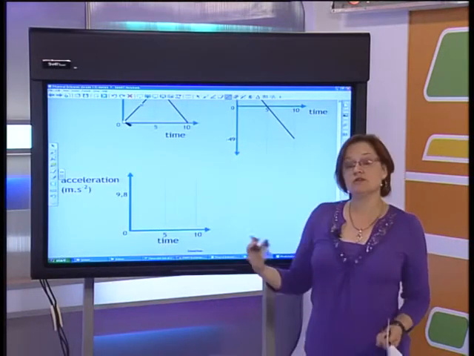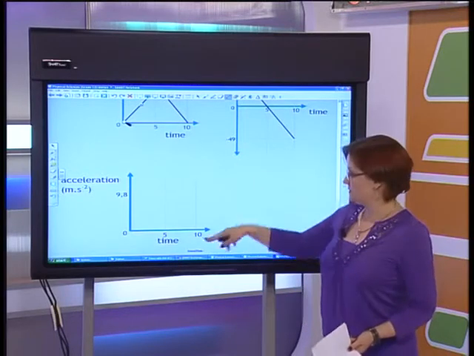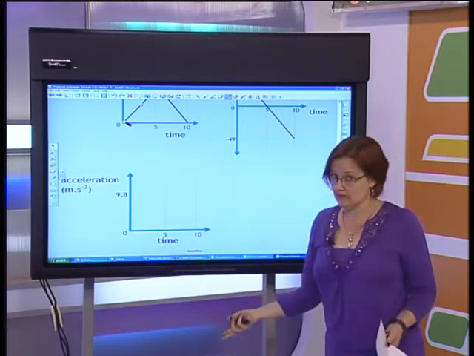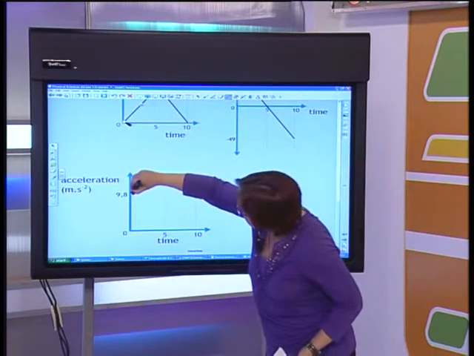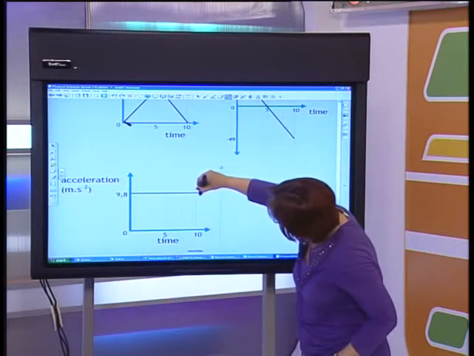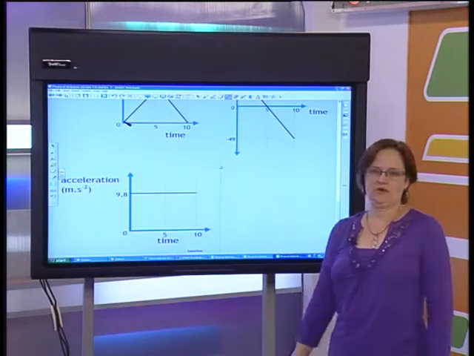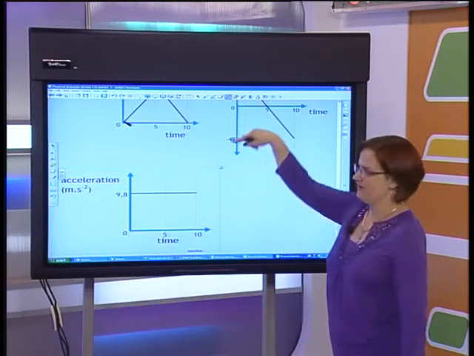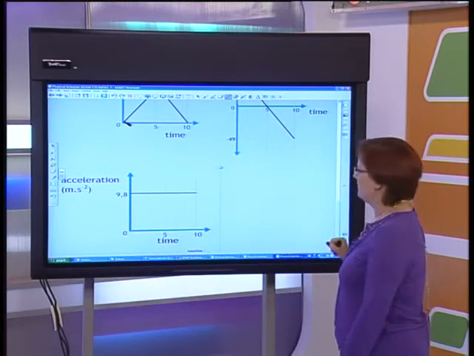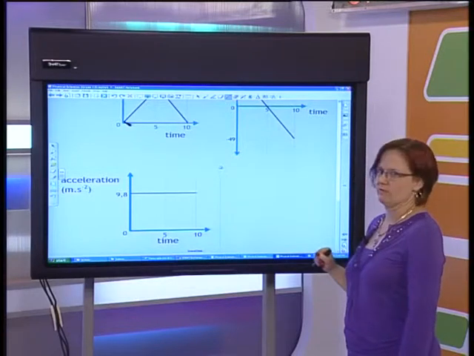And because in the last example when I showed you, I said 9,8 was negative, but we've chosen down as positive. So that means my acceleration is positive 9,8. But we needed to have the values, okay? I'm hoping that sort of cleared up some of the problems.